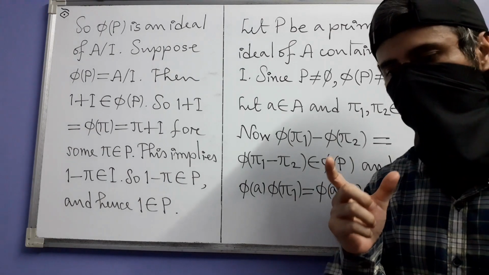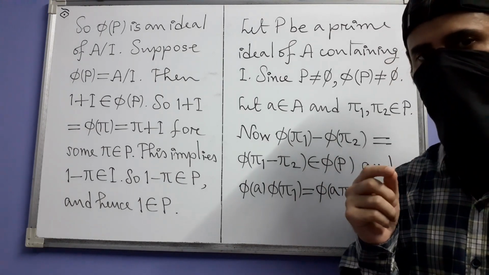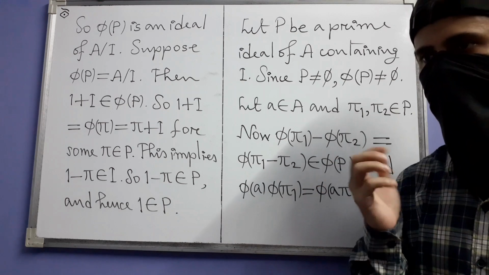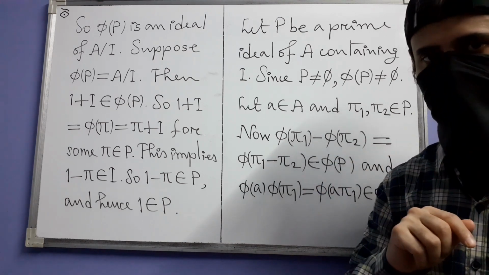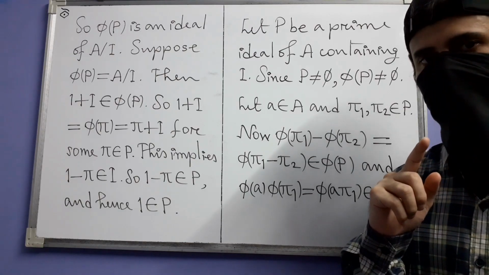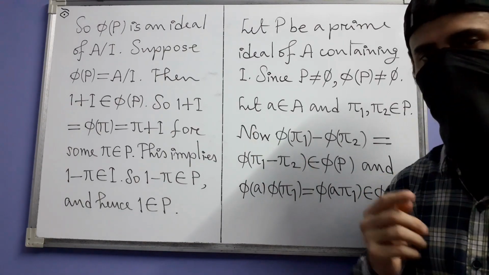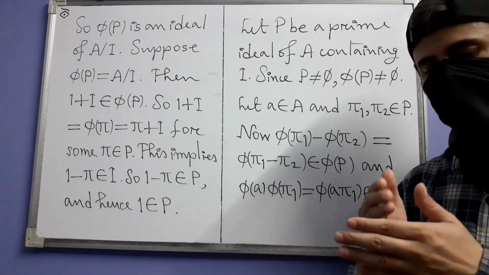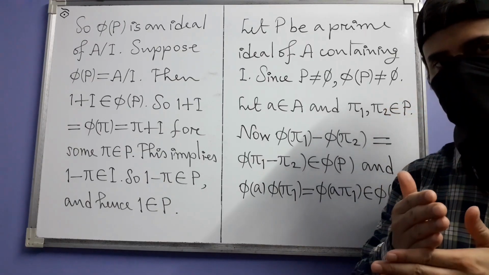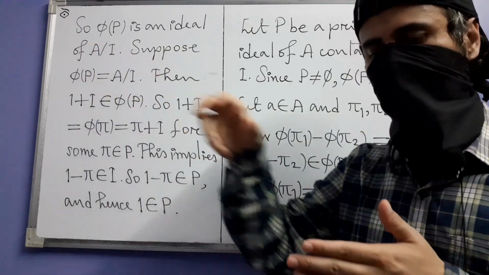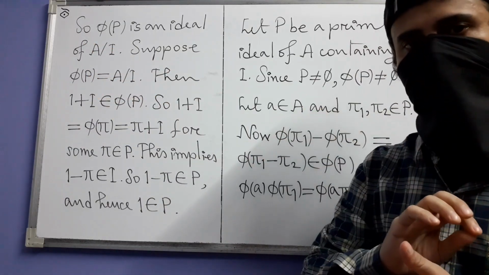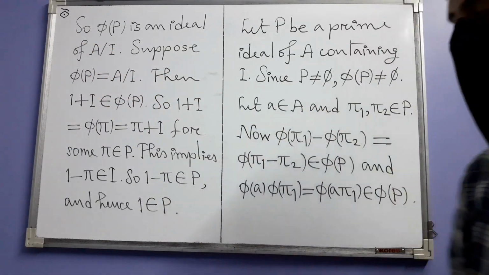Then it should be closed under the formation of difference. If you take any two elements from phi of P, their difference should belong to phi of P. That would tell you that it's a subgroup of A slash I under addition. And then when you multiply any element of phi of P by any arbitrary ring element from here, the product should belong to phi of P. Then it will be an ideal.